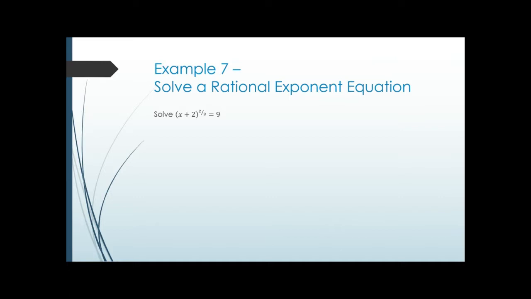And what you want to do is undo by taking it to the power of the reciprocal. So in these cases, you're going to raise it to the reciprocal power. So the exponent is 2/3, so we're going to raise it to the 3/2 power. And that works out because when you multiply your exponents, 2/3 times 3/2, we get 6/6, which equals 1. So that's how that cancels out. So I'm left with x plus 2 equals 9 to the 3/2 power.